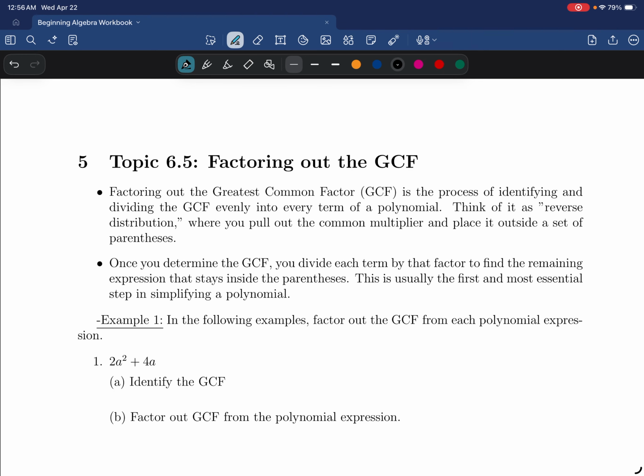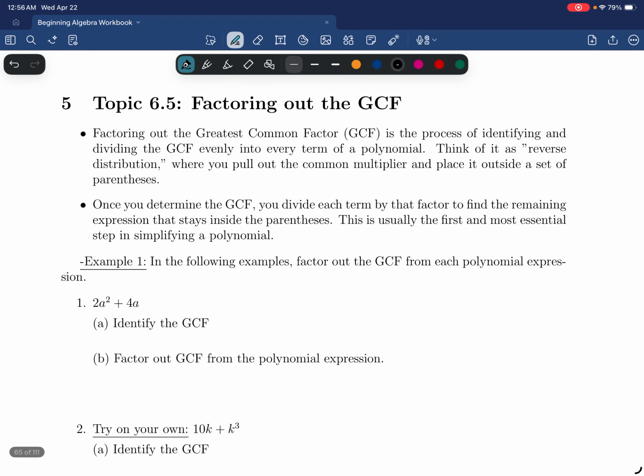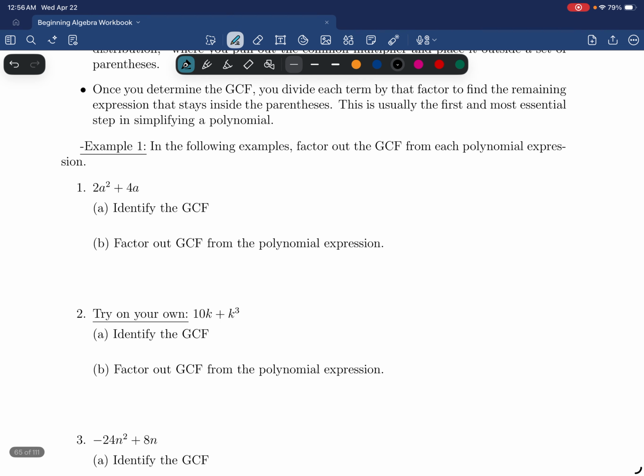So now that we have talked about how to find a greatest common factor in a set of expressions, let's begin to talk about what it means to factor out the greatest common factor from a polynomial. Essentially, what we're doing when we do this is a reverse distribution. Back in Unit 2, when we learned how to distribute values into a linear equation, we were doing the reverse of that. So without further ado, let's take a look at example 1.